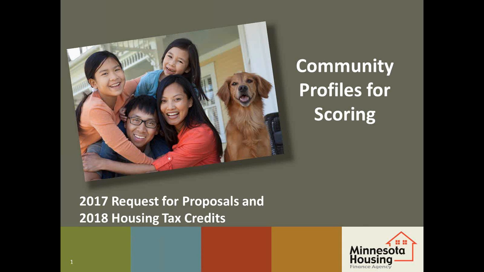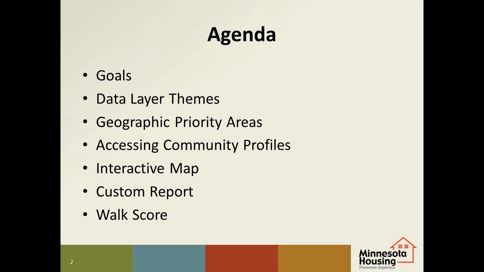This is a presentation showing how to use community profiles for scoring the 2017 Request for Proposals and 2018 Housing Tax Credits. In this tutorial, I'll highlight the goals of community profiles and discuss data layer themes, geographic priority areas, how to access community profiles, explain how the interactive map works, and how to print a custom report. Finally, I'll talk about WalkScore.